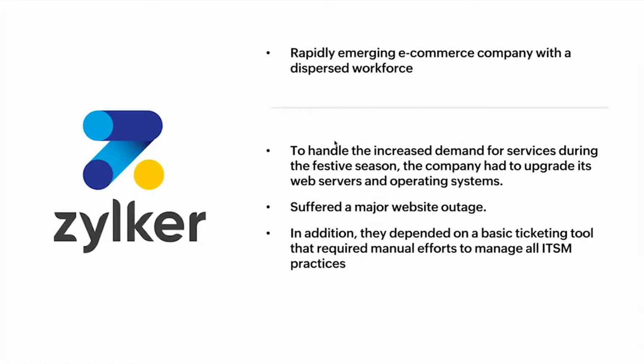So, Zilker is a rapidly emerging e-commerce company with a dispersed workforce. Now, during the festive season, Zilker would obviously face an increased demand for its services. So, it decided to upgrade its web servers and operating systems to handle the high demand. But while doing it so haphazardly, Zilker suffered a major website outage. Now, as an e-commerce company, you can imagine what would be the impact of such an outage. So, Zilker needs to get back its services online as quick as possible.